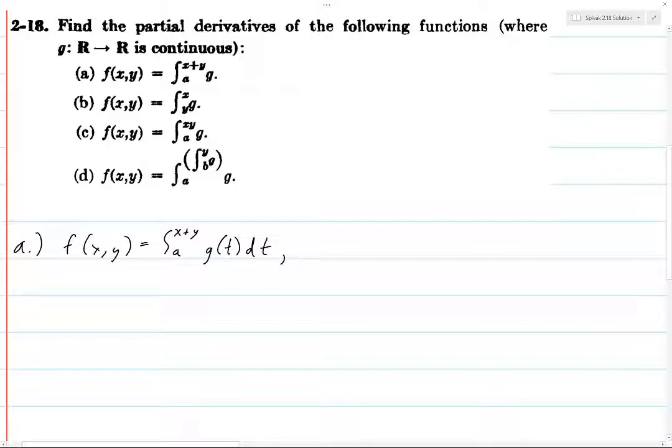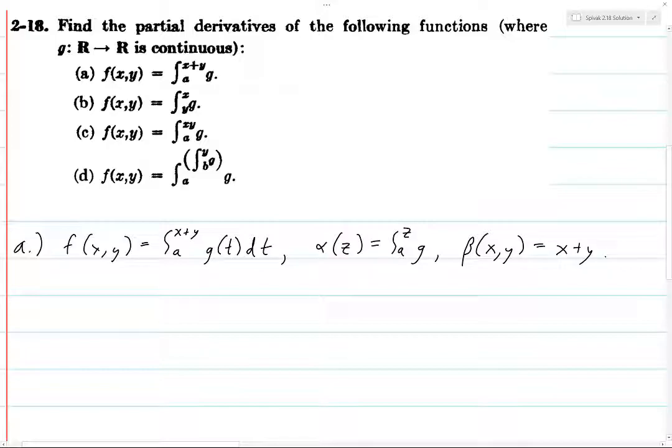Now we're going to define additional functions to help us work our way through this. Let alpha of z, where z is some number, be the integral from a to z of g. Of course this is g of t dt, but I'm going to stick with what Spivak is doing here and not include the extra notation, because you know what I mean by this. So alpha of z is the integral from a to z of g, and we're going to define beta of x comma y to be x plus y.